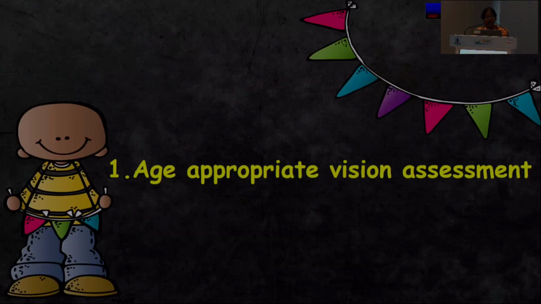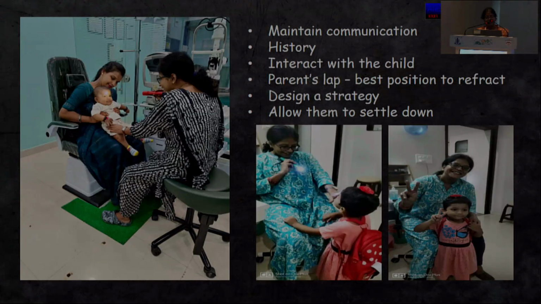Coming on to age-appropriate vision assessment, why does the visual acuity measurement have to be age-appropriate? Because children are in a phase where the eyes are growing. So the visual acuity methods you are implementing have to be according to the age of the child that he or she is presenting with.